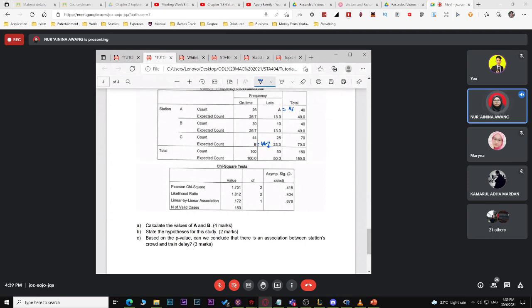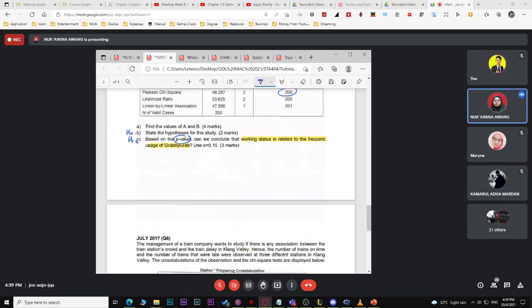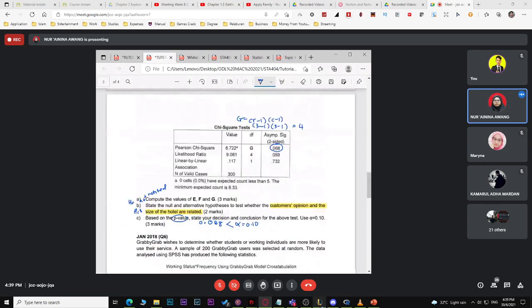And then for B, state the hypothesis. So hypothesis is whether there is an association between crowd and train delay. So you know that this is for your H1, and then your H null, you mesti there is no association. Okay, so make sure if the question says related ke, okay, macam ni pun sama, related. So make sure you use the word related.